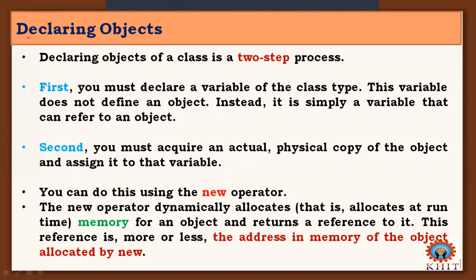Coming to declaring objects. Declaring objects of a class is a two-step process. The first step is that you must declare a variable of the class type, like a variable declaration of a particular primitive data type. Example: int a; What does it mean?